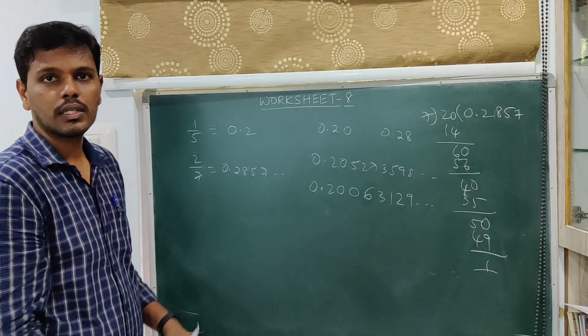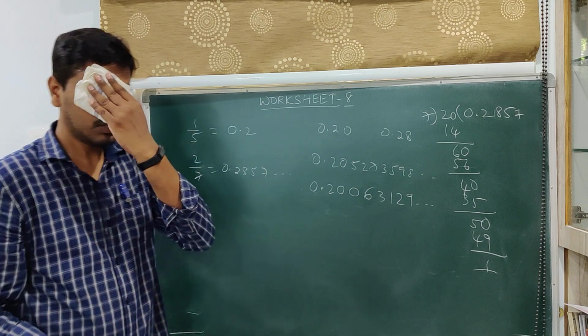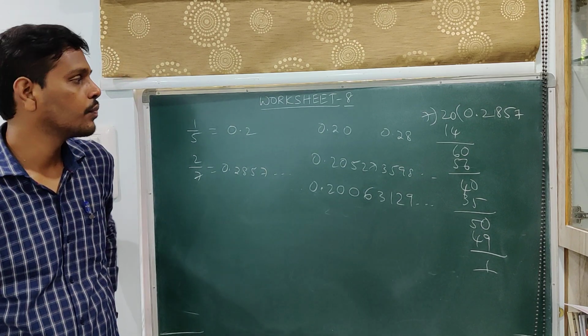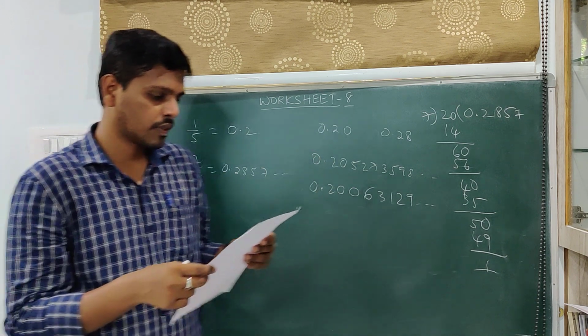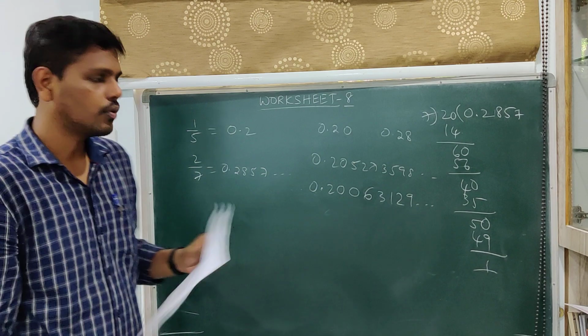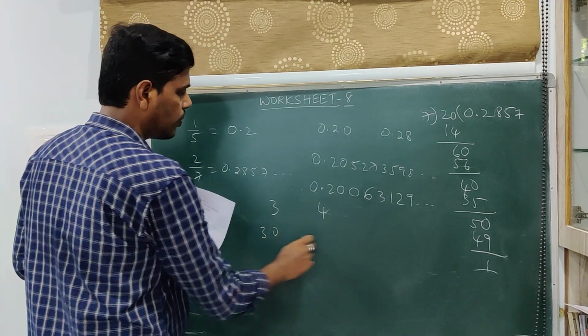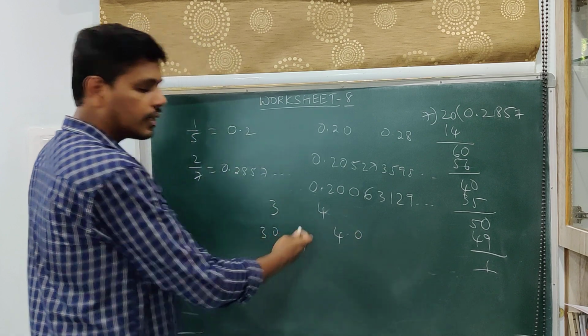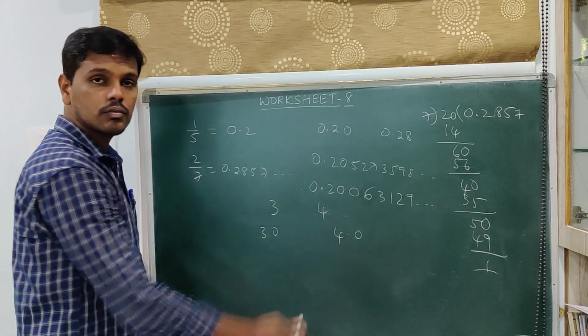So this is a non-terminating non-repeating decimal. So likewise you can write any number of irrational numbers or rational numbers between the given two rational numbers or given two irrational numbers. Next, find an irrational number between 3 and 4. Assume that this is 3.0 and this is 4.0. Increase the number of decimal places, that will give you the numbers between 3 and 4.